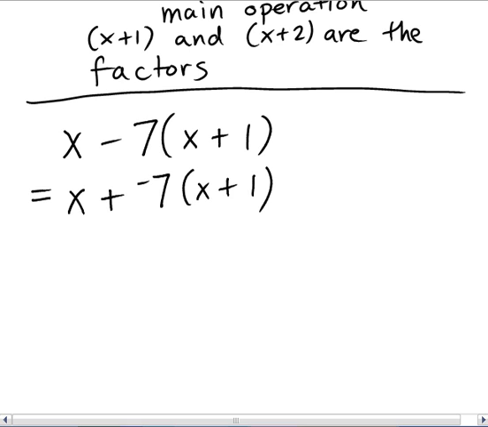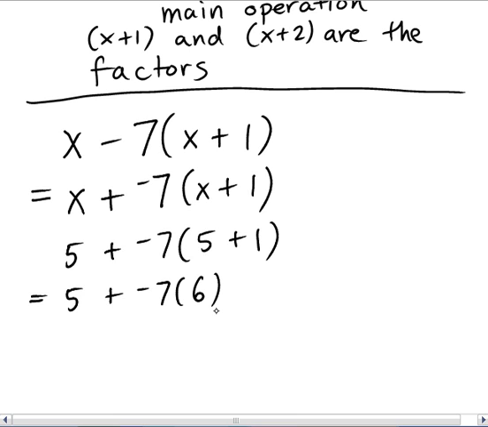Okay, so we have both multiplication and additions in this problem. Is this a product or a sum? Well, decide what the main operation is. What would the last operation performed be if you were doing the order of operations? If it helps, put in a number for x, such as 5, and actually perform the order of operations. Well, this would be 5 plus negative 7 times 6, doing what's inside the parentheses first.